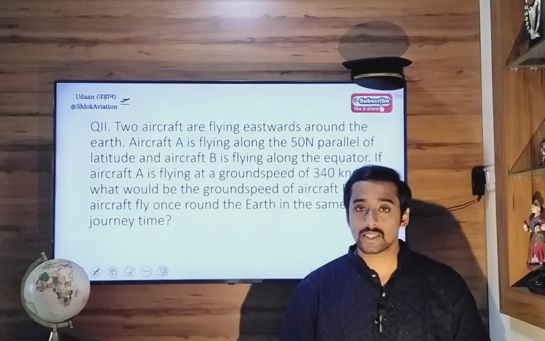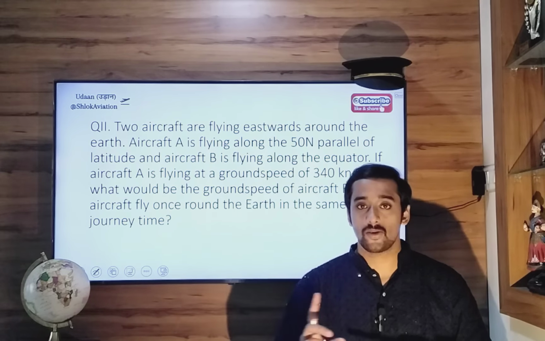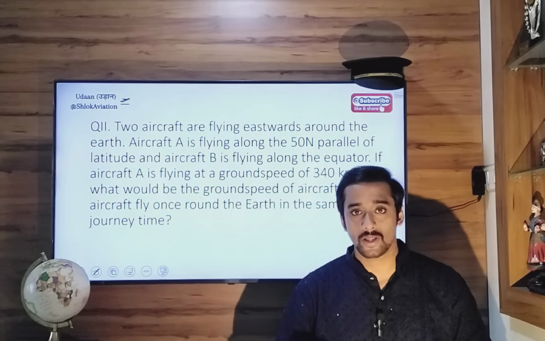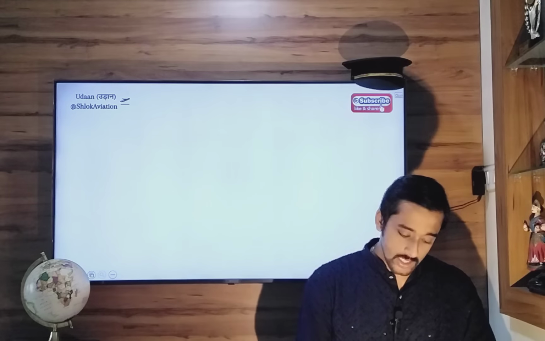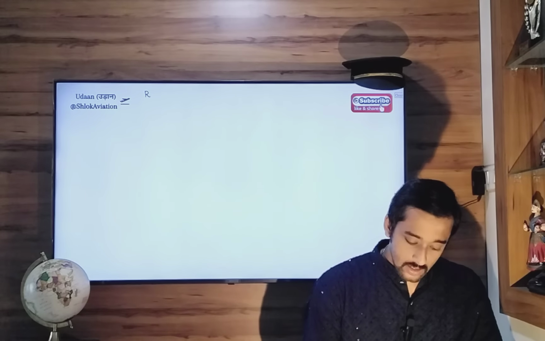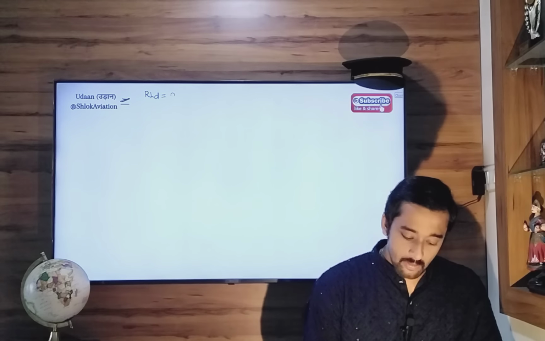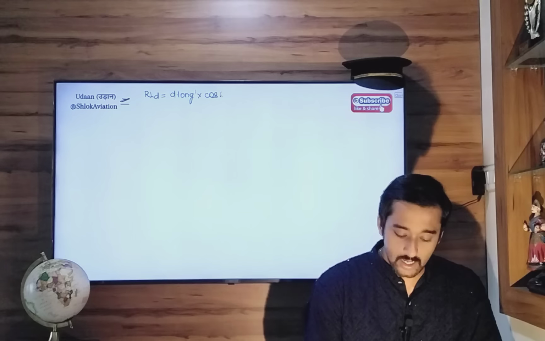So the distance that it will travel in covering the full 360° rotation around the Earth will be equal to the rhumb line distance. And now what is rhumb line distance? Rhumb line distance is d long in minutes into cos lat, correct?